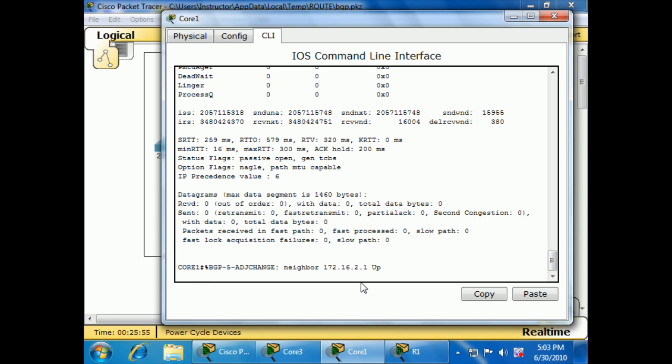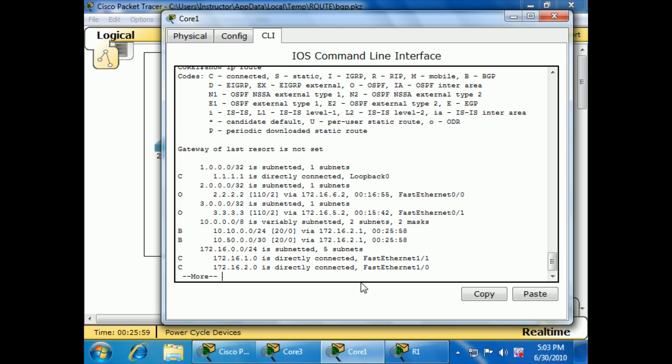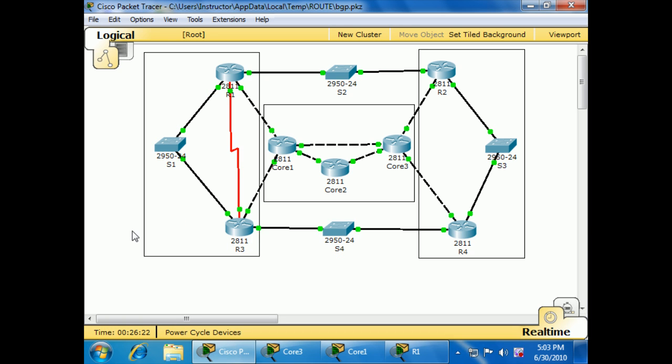I'll go back to core 1, and let's do a show IP route and see what we're learning here. All right, so as I would hope, I am learning from my external neighbor about the 10.10 network and the 10.10.50 network with a 30-bit mask, just as I expected to see in putting those network commands in. And that's letting me know that I have reachability into that other autonomous system.